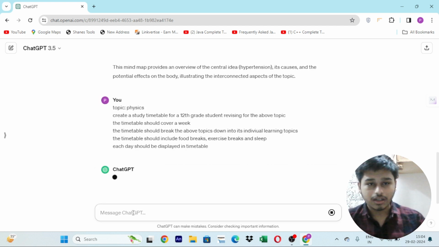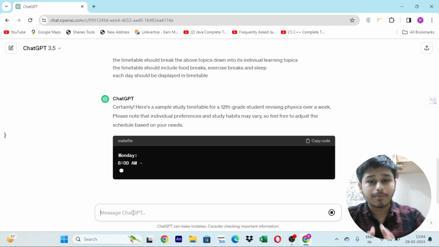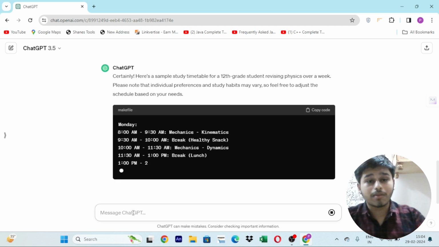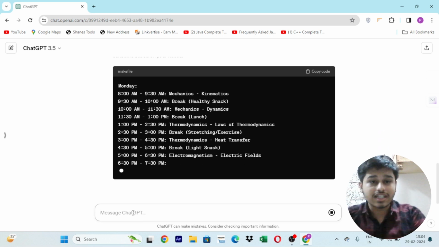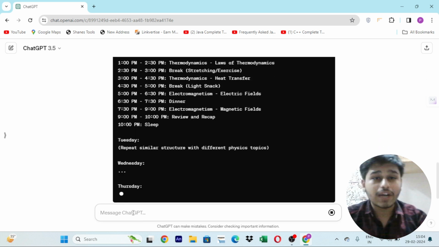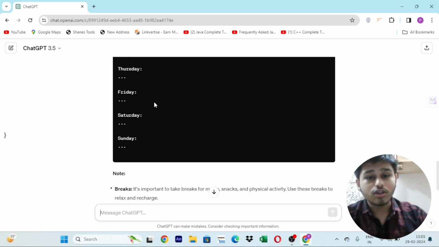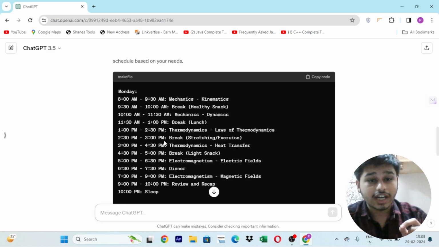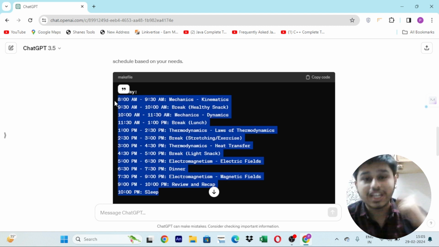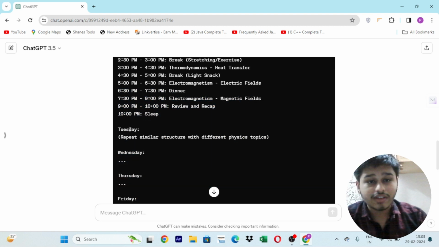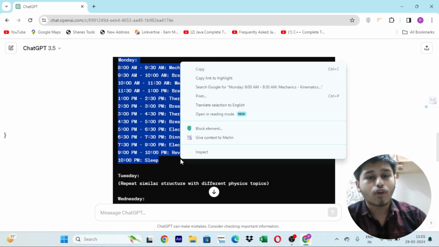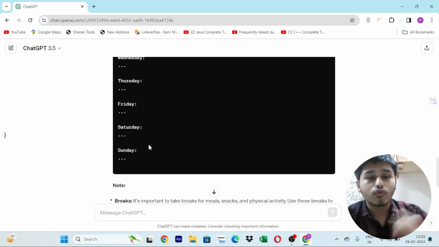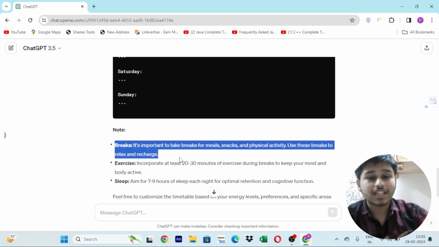Now I'm clicking enter. Now you can see over here ChatGPT is generating me a perfect timetable. For Monday you have to do 8 to 9:30 this, 9:30 to 10 this, then 11:30 to this, etc. And you can see over here this schedule should be the same for every week, right? This is for Monday, then for Tuesday it says repeat the similar structure with different physics topics, right? Same as Monday, do for Tuesday, Wednesday, Thursday, Friday, Saturday, Sunday.